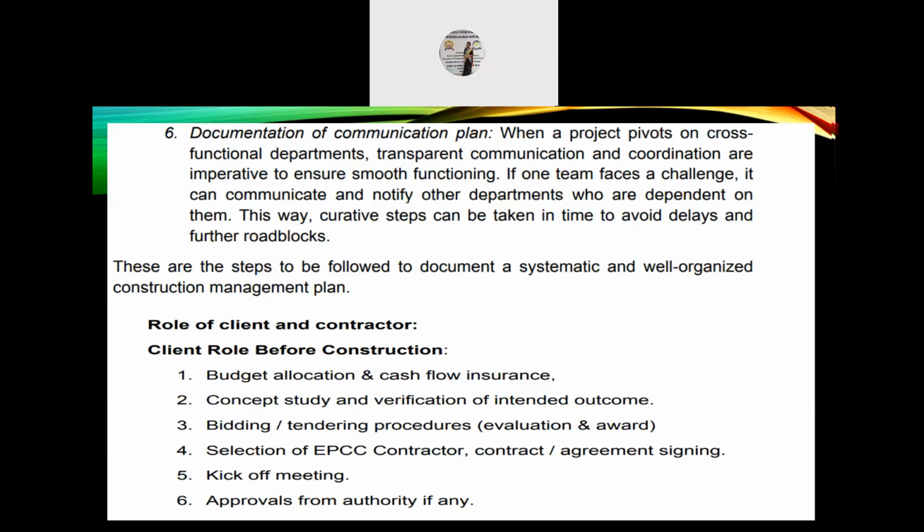The next topic is role of the client and contractor, and below it the subheading is client role before the construction. Number 1. Budget allocation and cash flow insurance. 2. Concept study and verification of intended outcome. 3. Bidding or tendering procedures, that is evaluation and award. 4. Selection of EPCC contractor or contract agreement signing. 5. Kick-off meeting, and 6. Approvals from authority if any.